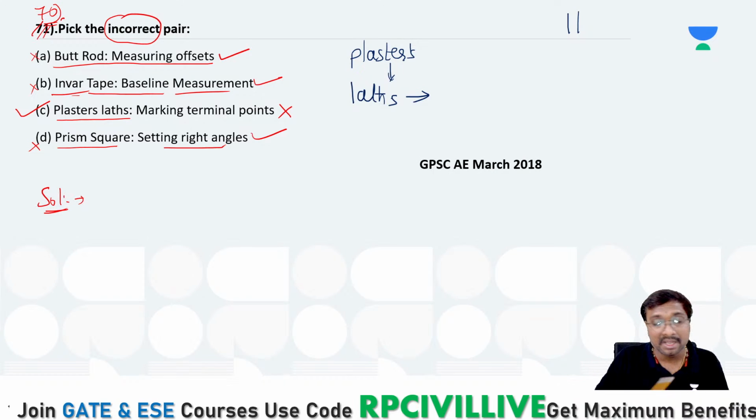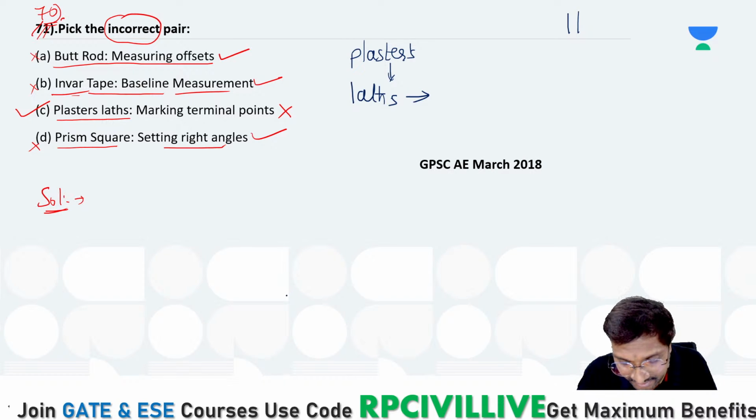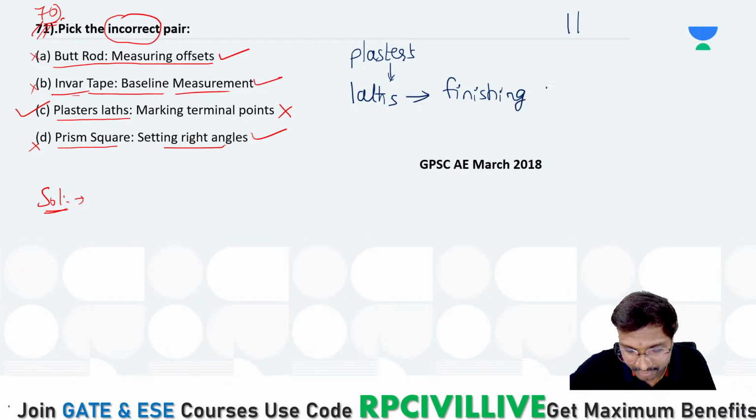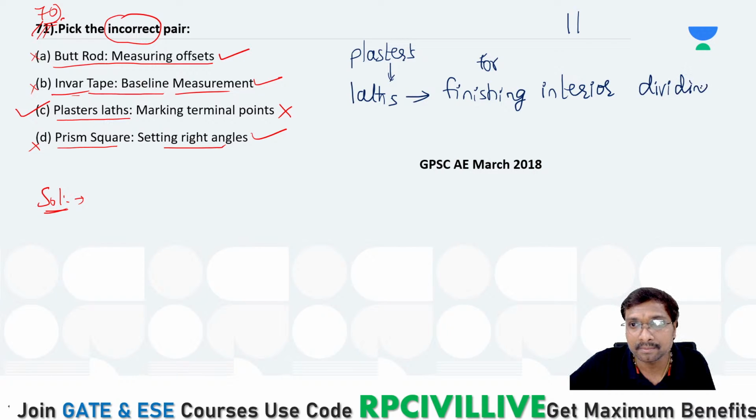What is the purpose of this one? Plaster's lath is used for finishing the interior dividing walls and ceilings, right? For finishing interior dividing walls and ceilings. Okay?